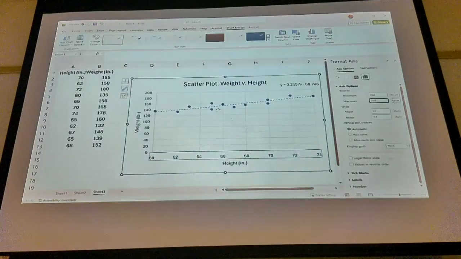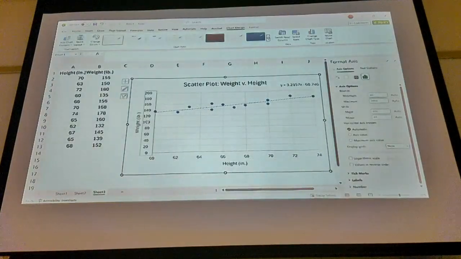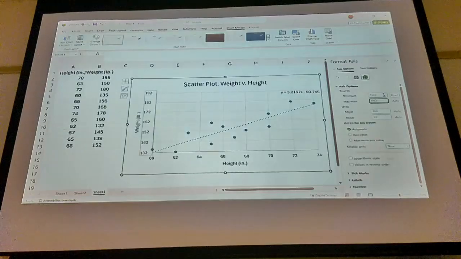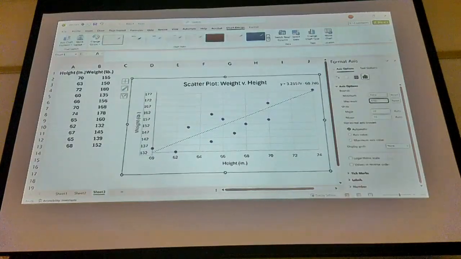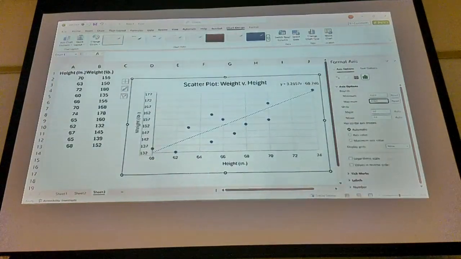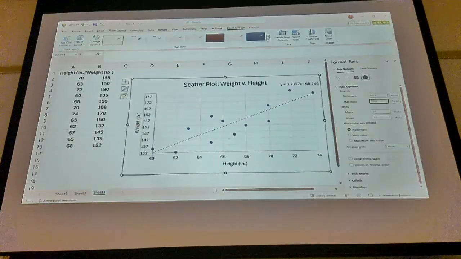Now if you double click on the vertical axis, same thing. I set the minimum to be 132 and the maximum is 177. No, I did 178. Or did I do 180? There we go. That looks like what it should be, and gives you a better understanding.